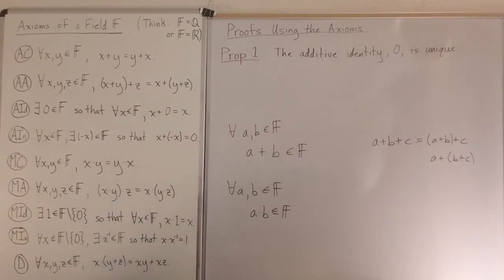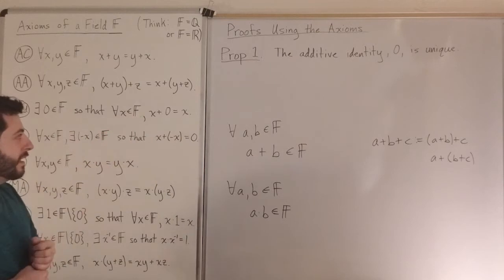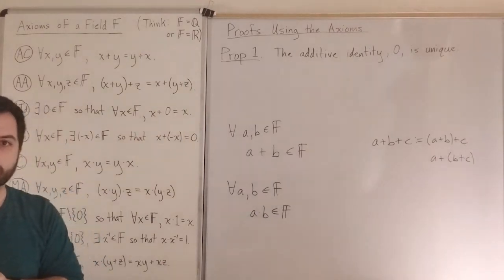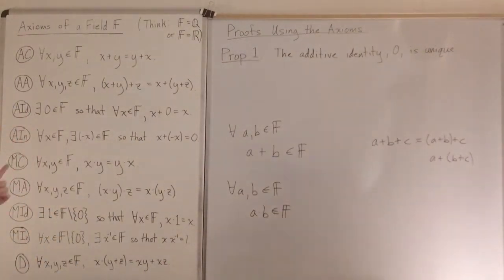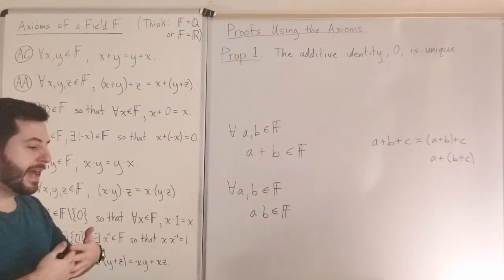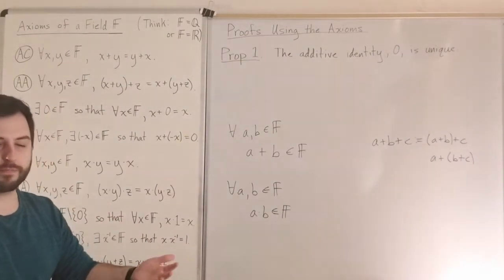The next axiom that we have is AID, the axiom of having an additive identity. What this says is there exists some special element of our field, so that whenever we have another element of our field, we can add it to this special element and get the same thing back. This element is called 0, and it's exactly what you would want 0 to be. 0 is the special number in any field where if you add 0 to something, it doesn't change the something, so you get the something back.